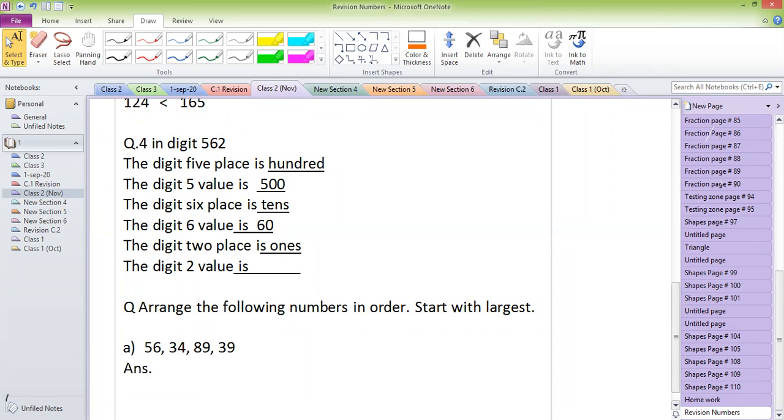Arrange the following numbers in order and you have to start with the largest. So tell me the answer, guys. Start with the largest. Muhammad Farooq, I need a proper answer. You have to arrange all the numbers. Hamedo, no. You have to write like this. If 34 is big, write 34, 56, like this. Amal, check. You have to start with the largest and greatest, I mean.